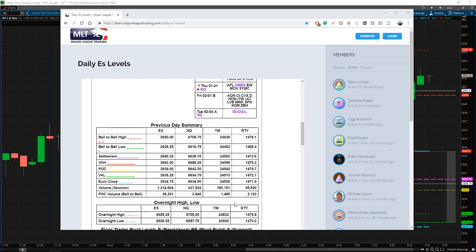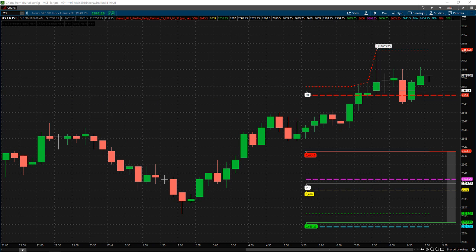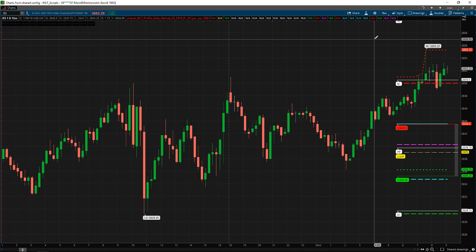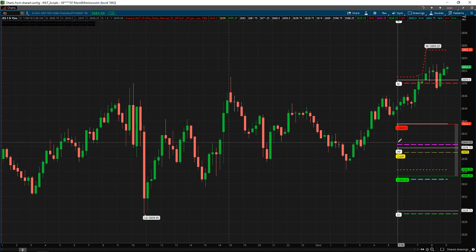All right, moving on now. For our previous day's summary, the S&P 500, the bell-to-bell high of the prior day, we're above that level, 2650, with the bell-to-bell low at 2629.25. Settlement was 2640.25. Value area high, 2643.50. Point of control, 2639. Value area low, 2635.25. And the European close, 2634.75. Volume of the session, 1,214,000 contracts. Overnight high, 2655.25. Overnight low, 2636.25.